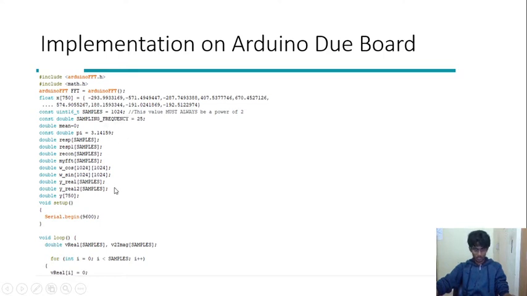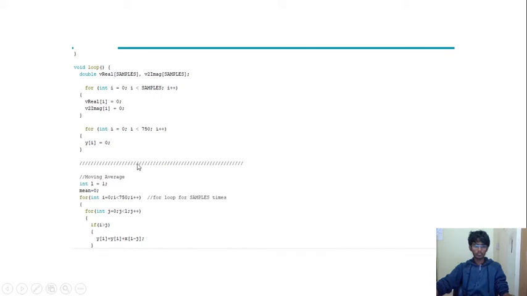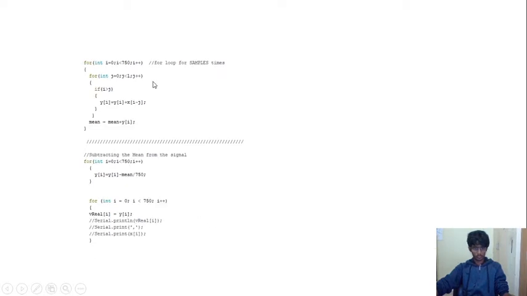And here are the rest of the variables. Here we're initializing the real and the imaginary part to 0 initially. Here we're applying the moving average filter, which I've already told in my previous videos. And here we are calculating the mean as well. And finally we are subtracting the mean to get a proper signal without any disturbance or distortions.